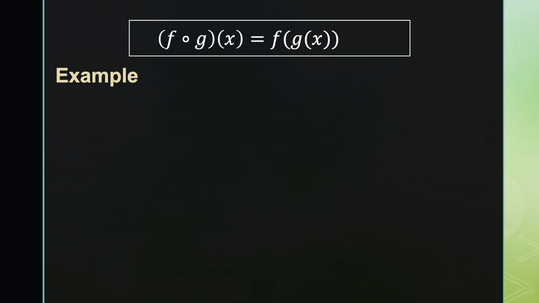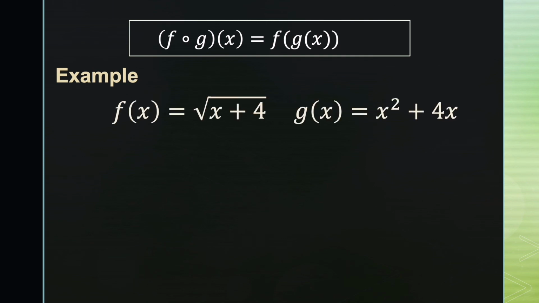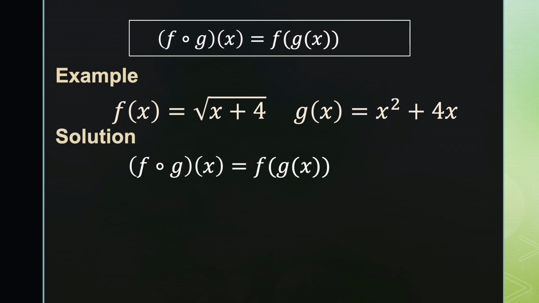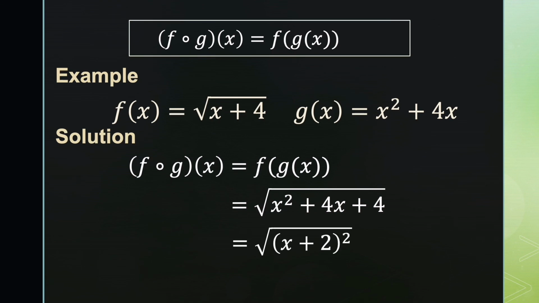For the last example, consider the functions f of x equals square root of the quantity x plus 4 and g of x equals x squared plus 4x. Note that the composite function of f and g is defined by f of g of x. Substituting the values of g of x, we have the square root of the quantity x squared plus 4x plus 4. Note that x squared plus 4x plus 4 equals the quantity x plus 2 squared. Taking the square root, we have f of g of x equals x plus 2.